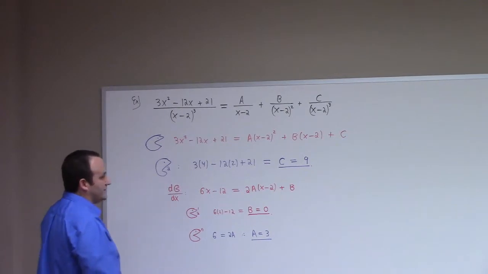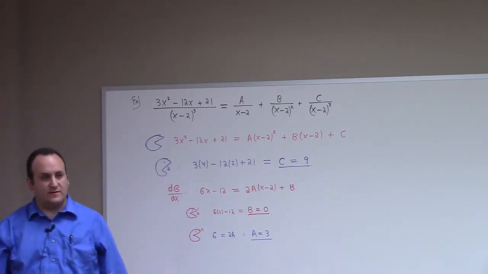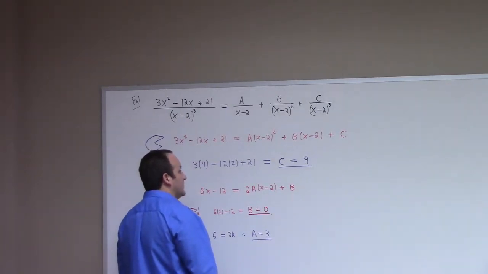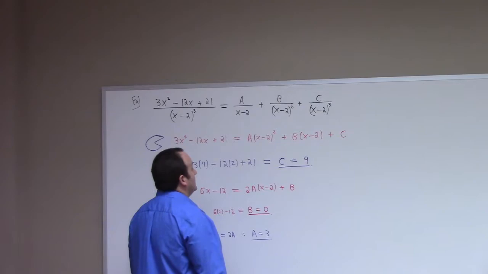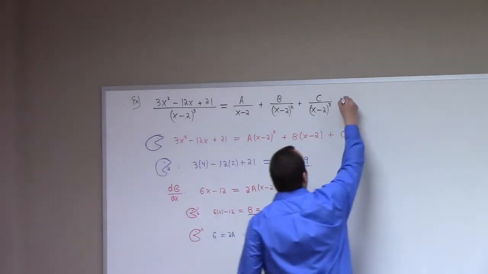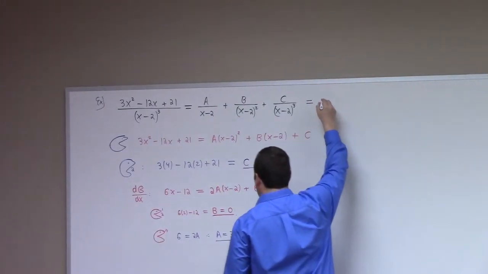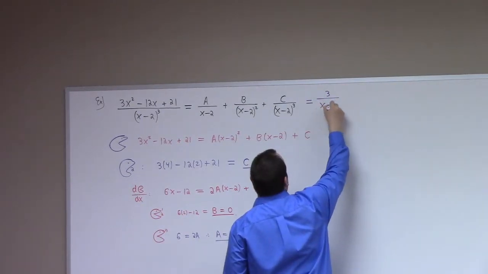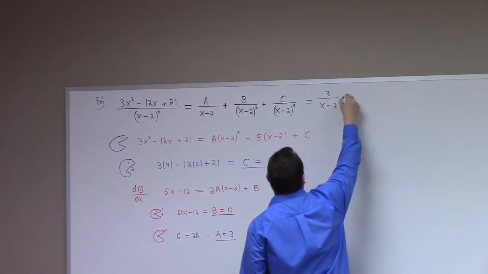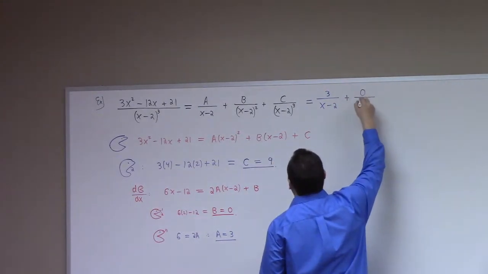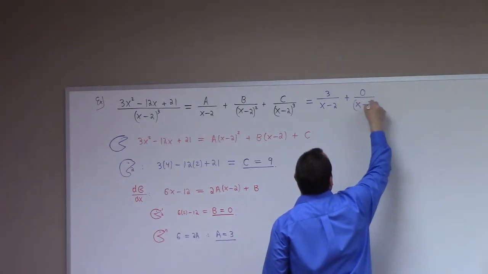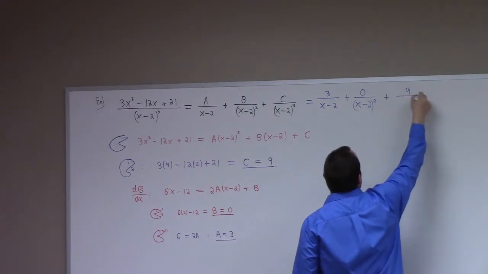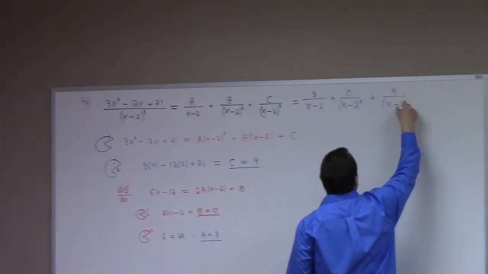So this is a nice trick to know about when you have a repeated root. You can differentiate the equation and plug in the root, and you get nice, simple algebra to work out. So what we found is that this is in fact equal to 3/(x - 2) plus 0 (I wouldn't usually write this) over (x - 2)^2, and then finally plus 9/(x - 2)^3.